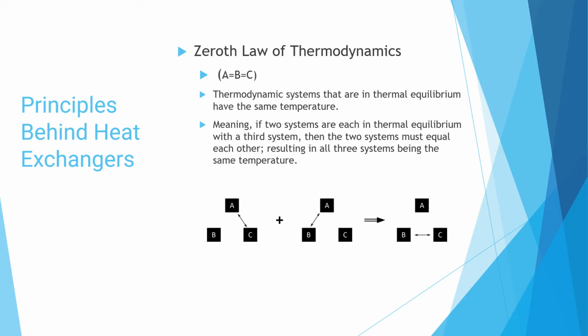For instance, as you can see, since A equals C and also equals B, that must mean B equals C. That is the zeroth law of thermodynamics. This establishes temperature as a measurable property of thermodynamic systems.